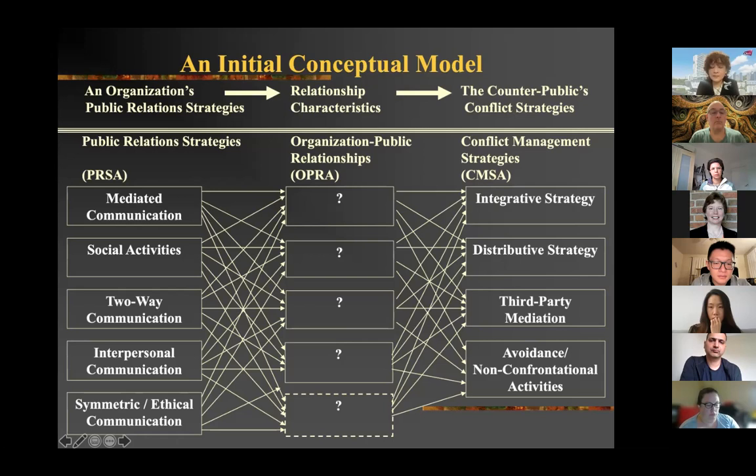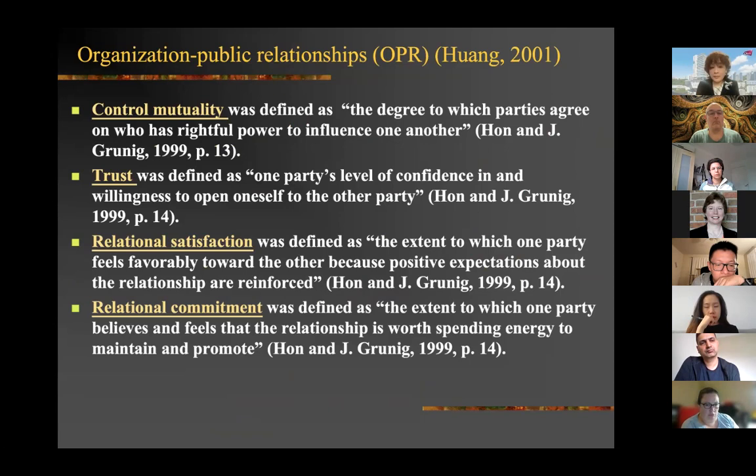And the major problem that came to me was how to measure organization-public relationship. So I did a quite intensive literature review from the perspective of international relationship, interpersonal relationship, organizational relationship, and even intimate relationship. And then I identified these four measures: control mutuality, trust, relational satisfaction, and commitment. I believe that all of you are very familiar with these four relational characteristics.